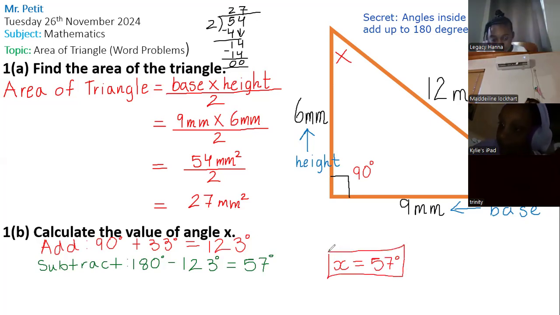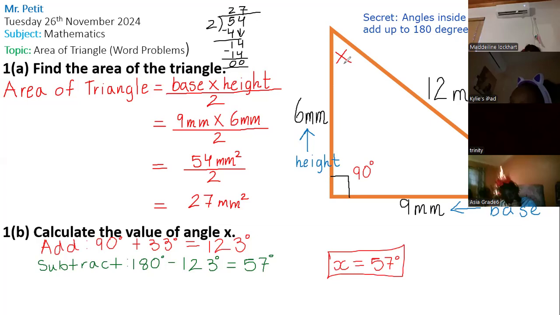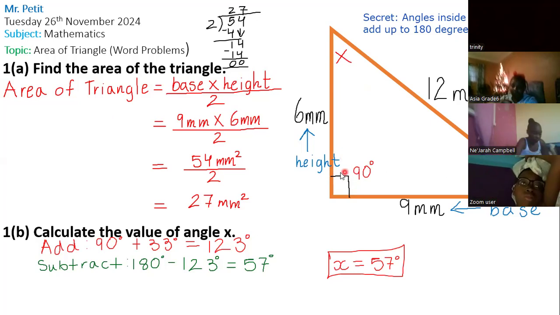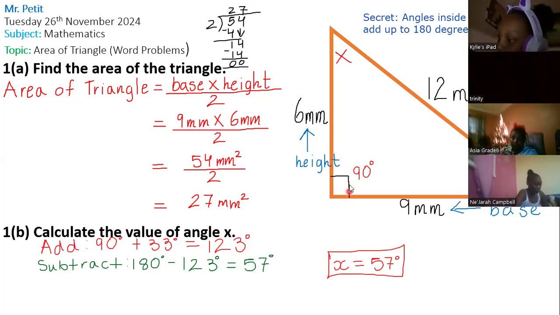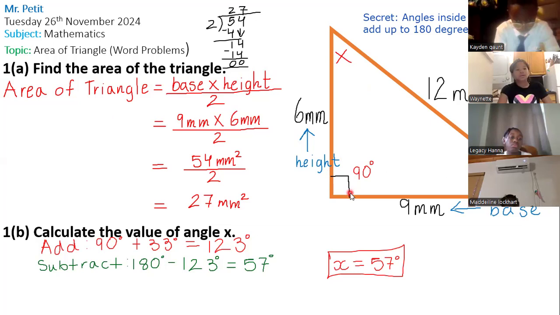All right, now y'all have the secrets to the game, so y'all should be able to get it right. So, quick recap, how did we do it? Well, the first thing we have to acknowledge is that angles inside a triangle add up to 180 degrees. That's the first secret. The next thing we know is that if we have a box like this, it always means 90 degrees. The box means 90 degrees.